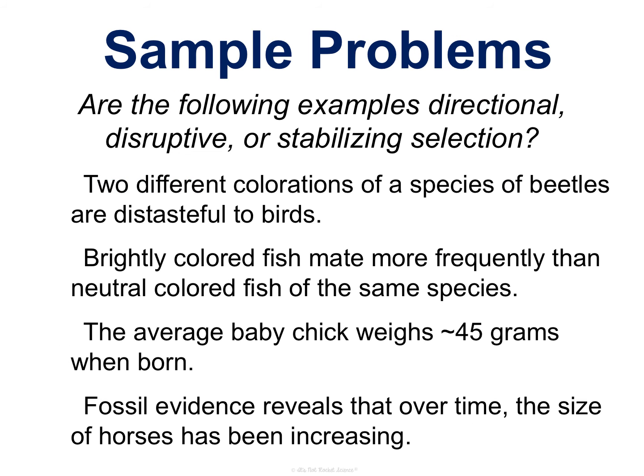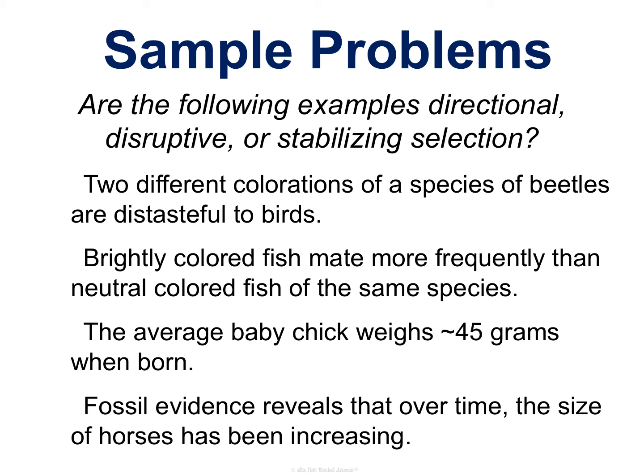So let's just practice this. I'm going to give you a series and you tell me if the following examples are either a directional, a disruptive, or a stabilizing selection. All right. Two different colorations of a species of beetle are both distasteful to birds. Is that a disruptive, a stabilizing, or directional selection process?